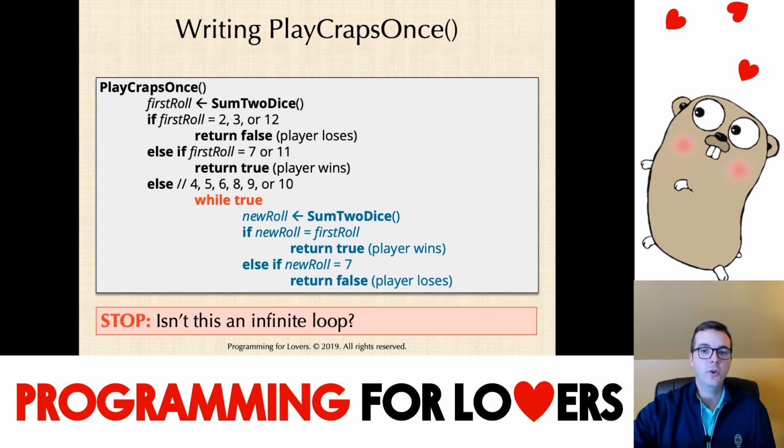So within this while true loop, we're going to have a new roll that sums the 2 dice. And this new roll will change every time, but the first roll will not. And then we check the value of new roll against first roll. And if the new roll is equal to the first roll, then we're going to return true. That's another winner. Otherwise, if new roll is equal to 7, we're going to be a loser, so we're going to return false. And otherwise, we're not going to have an else or need to take any other action. I'm just going to leave it and then allow the loop to continue back up with setting new roll equal to sum 2 dice.